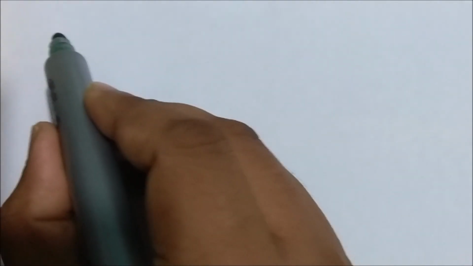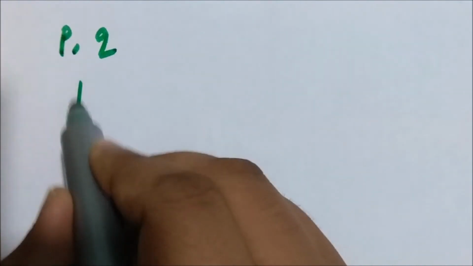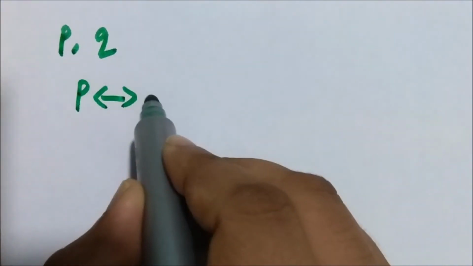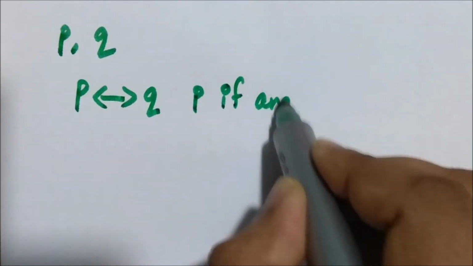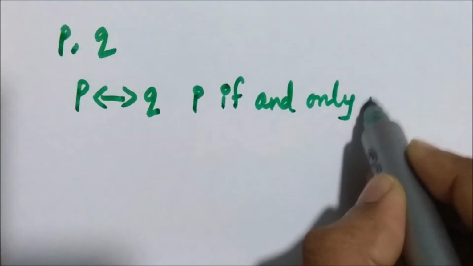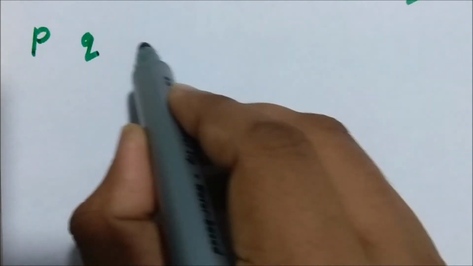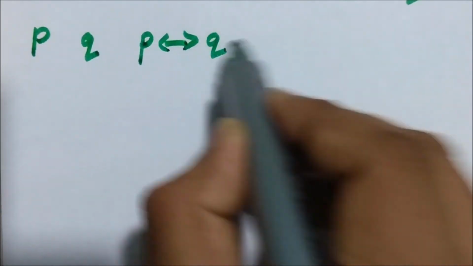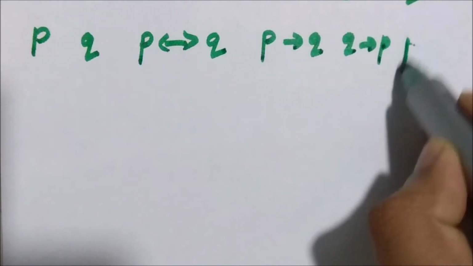Now let's see about biconditional statements. Let P and Q be propositions. Biconditional statement is a proposition P if and only if Q. This biconditional statement is true when P and Q both have the same truth values. In other words, P if and only if Q is another way of saying P implies Q and Q implies P.